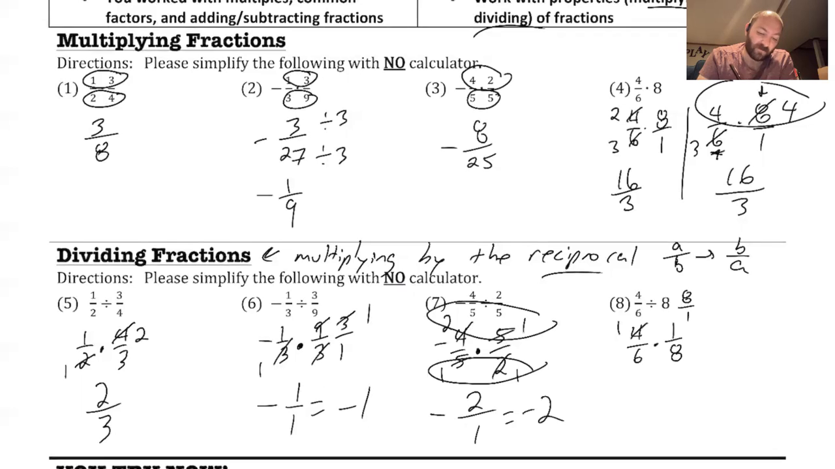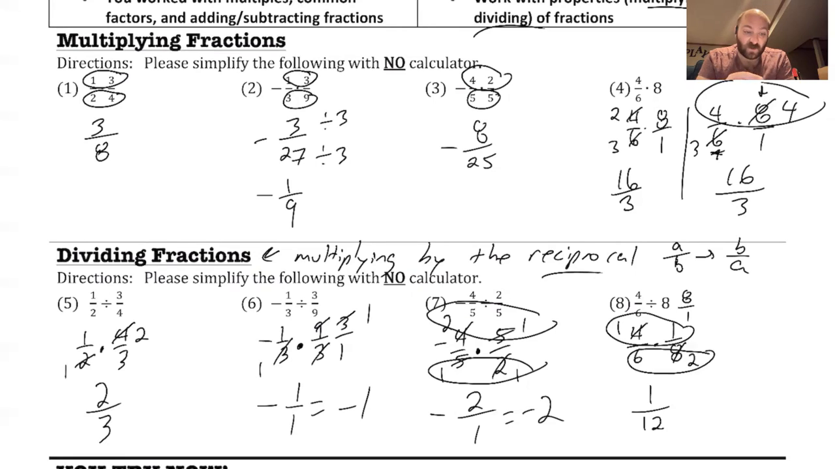So 4 divided by 4 is 1. 8 divided by 4 is 2. Then I'm just going to have 1 times 1 is 1. 6 times 2 is 12. And that's it. That's the only skill we're going to cover today, multiplying and dividing.